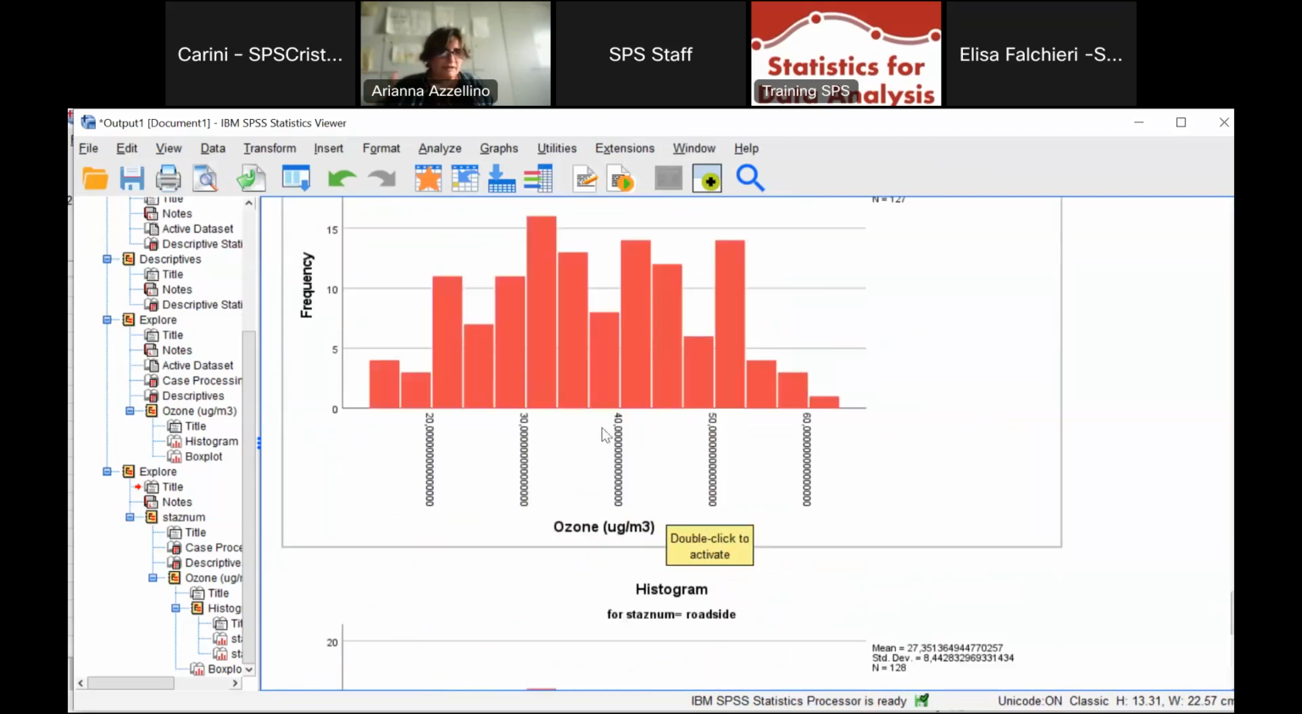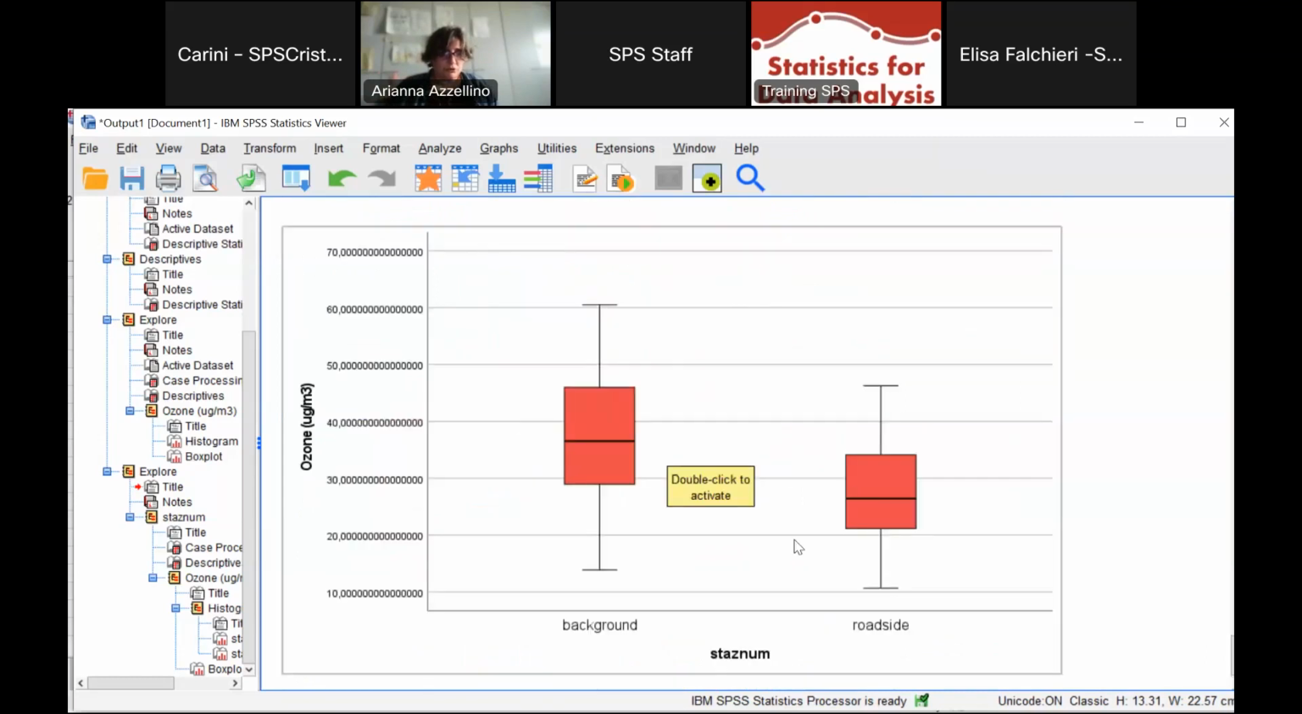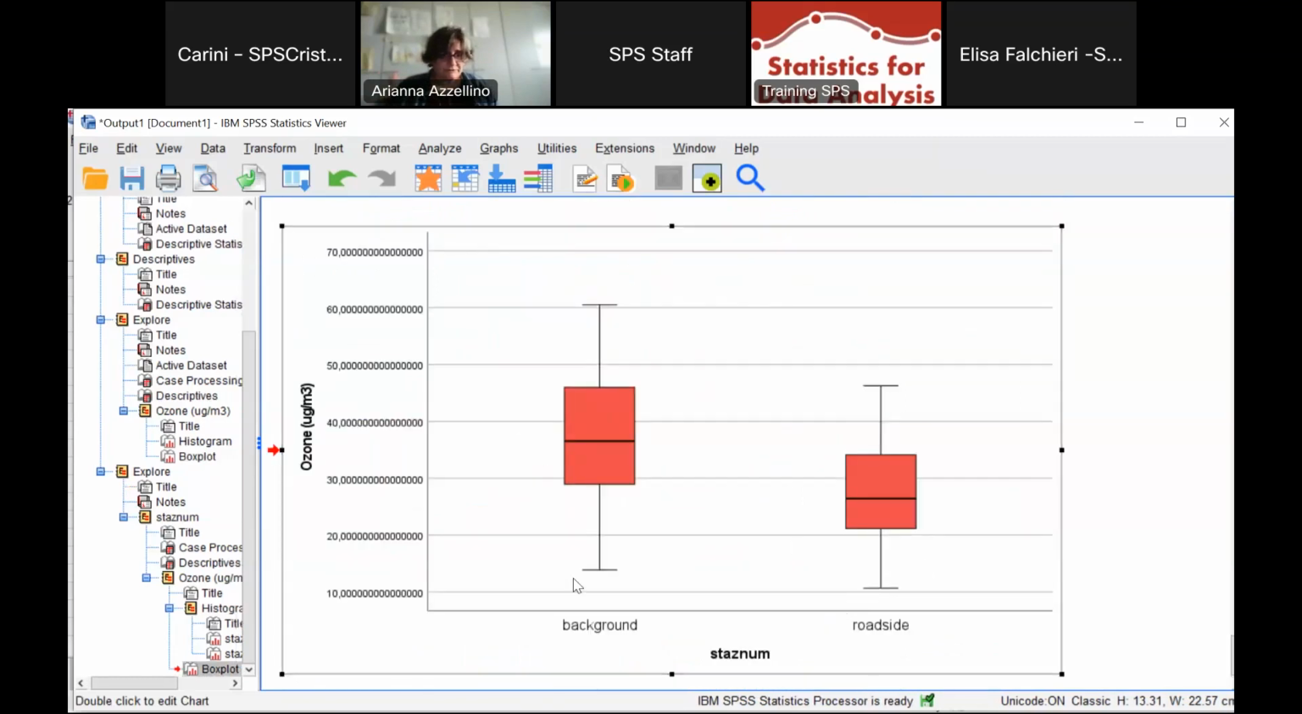Just have a quick look at the two histograms and also at the two box plots. The box plots are very important because they show that the distribution of the values is very symmetrical, and it's good news because symmetry is the first condition which guarantees that the sample mean is not biased. So looking at these two box plots, I would have no reason for using a non-parametric procedure.